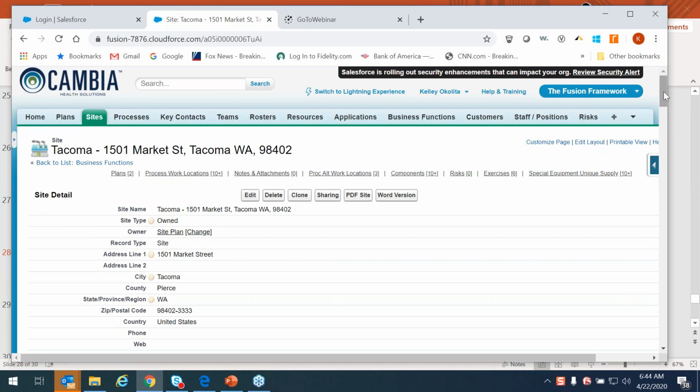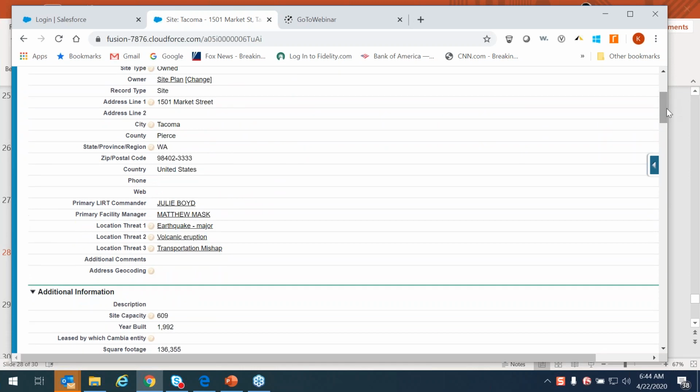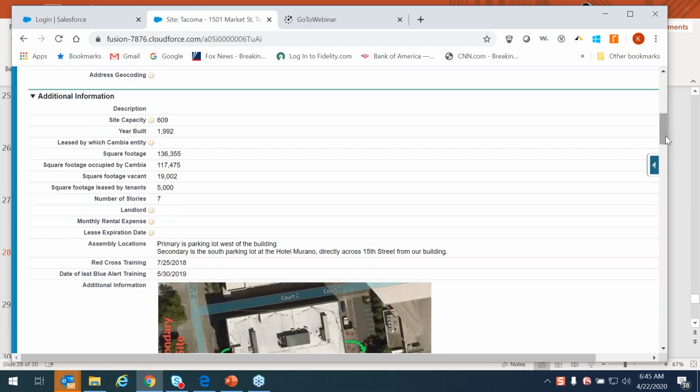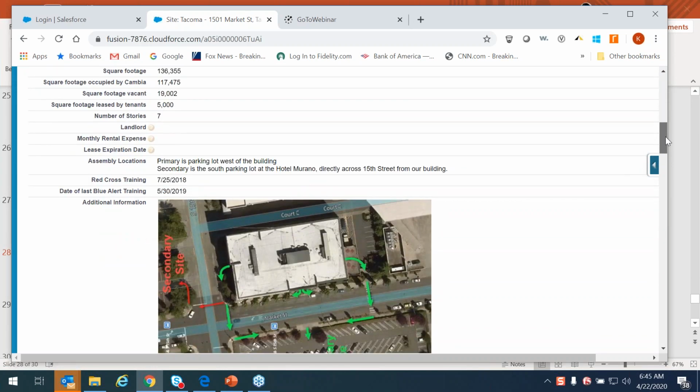So here's our site in Tacoma. It's a site that we physically own, with its address, who our primary alert commander is for that site, our facility manager, and the major risks that that particular site has. The biggest risks that site has are earthquake, volcano, and a transportation mishap because of its physical location. The site capacity is 609 people. It was built in 1992. Here's all the square footage, how many tenants we might have in that building, and the number of stories.